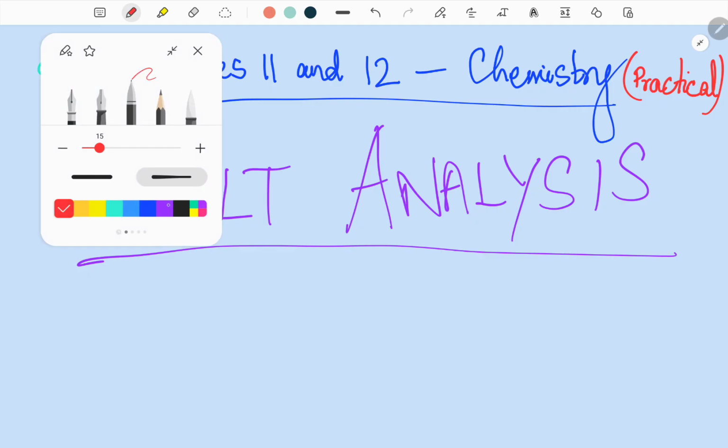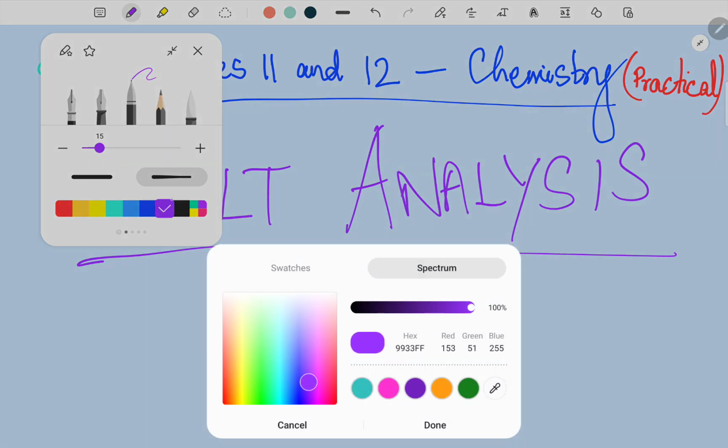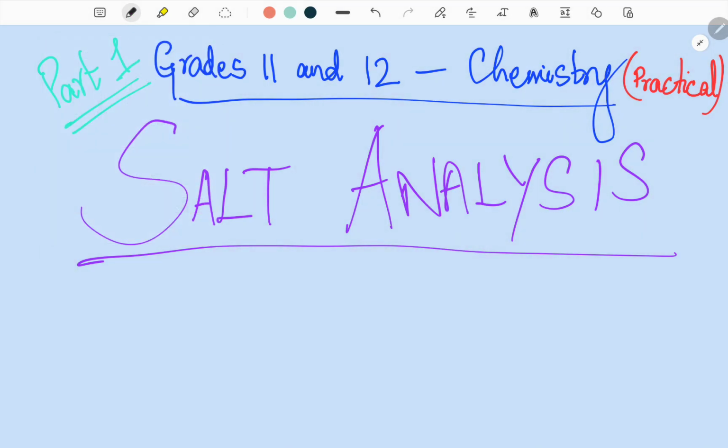Now, in salt analysis, what is the aim? Why are we actually performing this experiment? What is our objective? You need to know that. So, the aim is to identify the anion and cation present in the unknown given salt. So, in the exam, they are going to give you an unknown salt, and you need to identify what are the ions present in the salt.